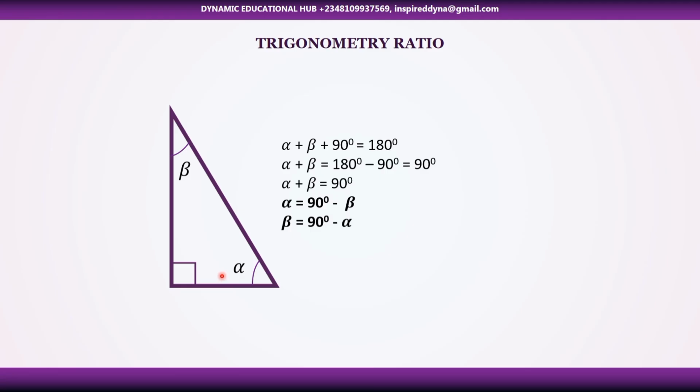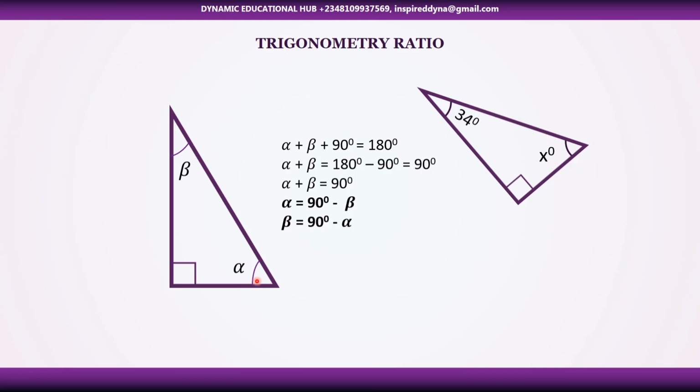So when you know one of these angles, you can find the other one within a few seconds. If this one is 30 degrees, this one will be 90 degrees minus 30 degrees, and that is 60 degrees. If this is 45 degrees, this will be 90 degrees minus 45 degrees, and that is 45 degrees as well.